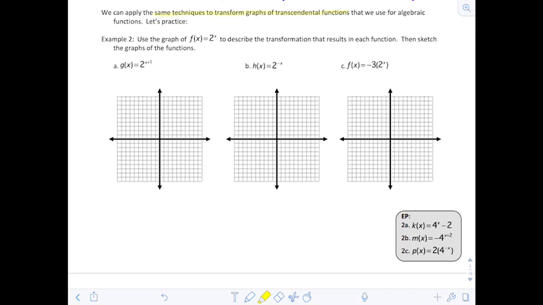So same things. Let's look at the first one. We're going to use the graph of 2 to the x right here to describe the transformation that results in each function. Then we're going to sketch them.